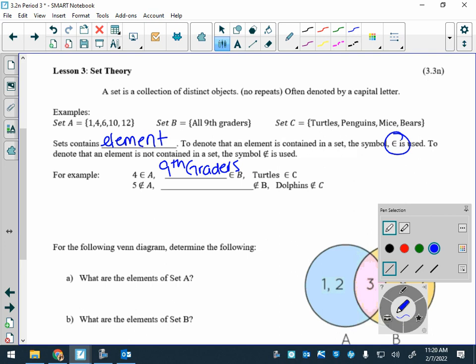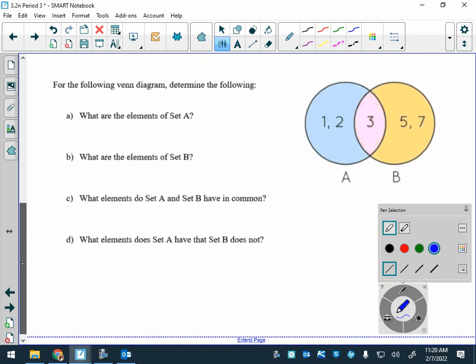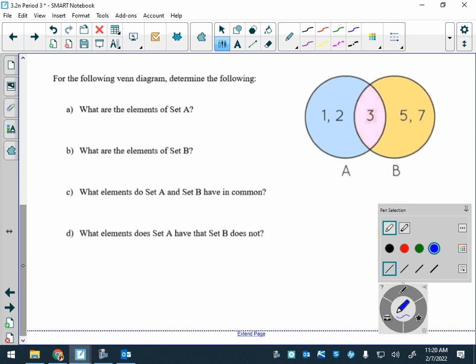Charlotte? 10th graders. 10th graders are not in set B. Turtles are listed in set C, but dolphins are not. Okay? So that notation with that little E means it's in that set. All right? So now we get to a Venn diagram. All right? What are the elements in set A? So what makes up set A?